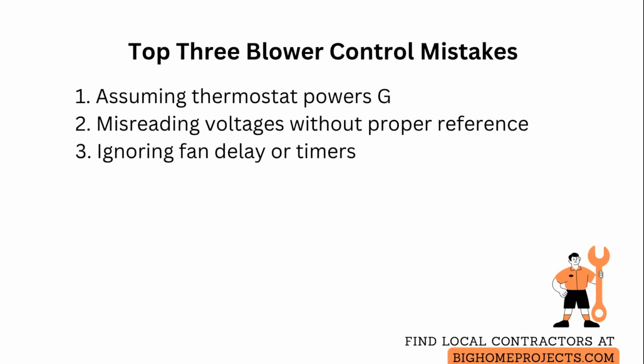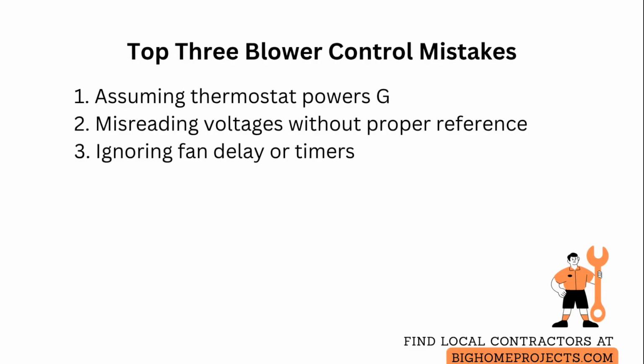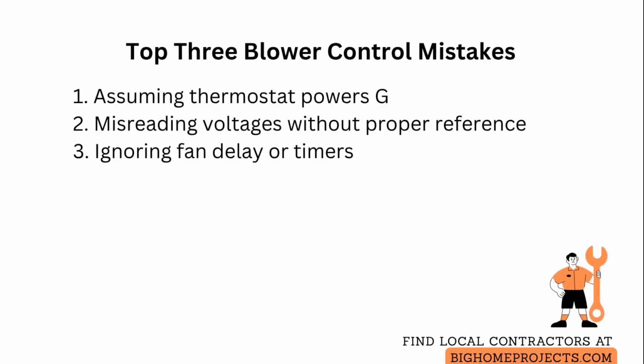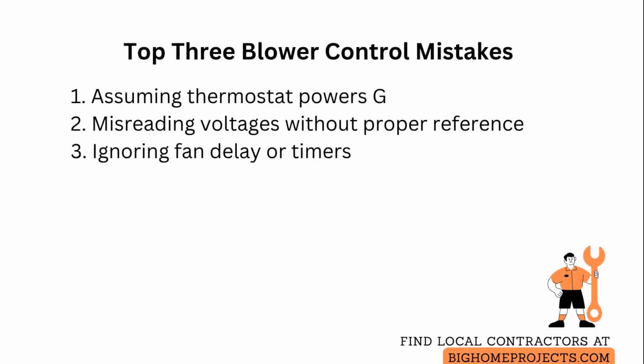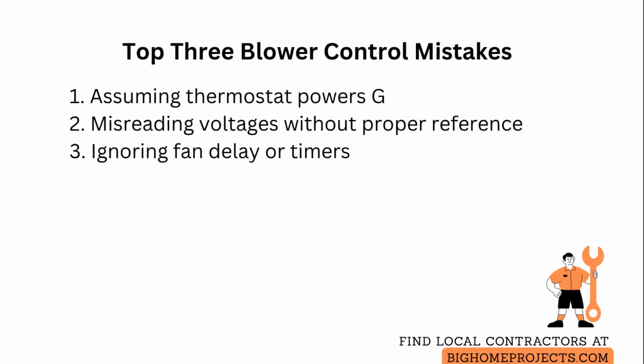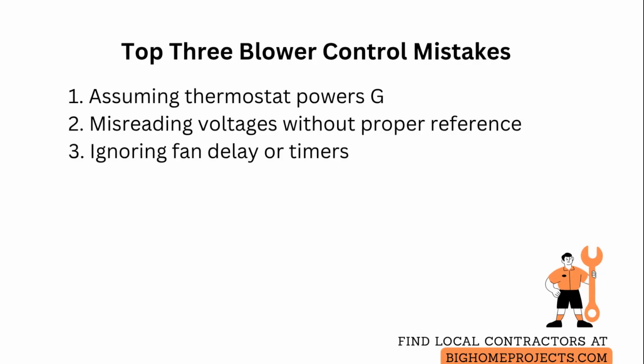Another frequent issue is misreading voltages by measuring with the power on but without a proper reference, which can produce false readings. Always measure between R and the target terminal and confirm system common. A third concern is ignoring fan delay or minimum run timers built into the control board, leading people to think the blower is slow to start or not starting. Consult the board settings and adjust delay timers per the manufacturer instructions.